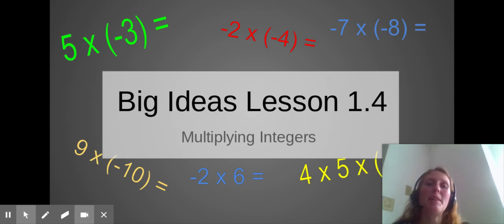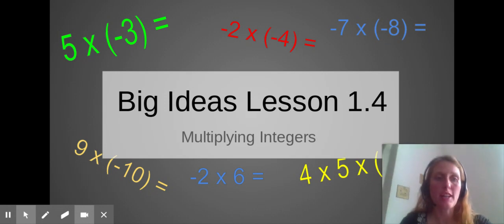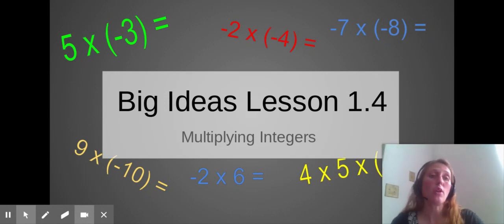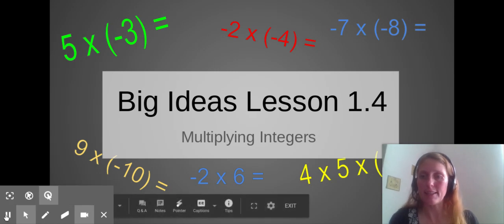Hello, today we are learning Big Ideas Lesson 1.4, which is simply multiplying integers. So remember, integers are those whole numbers and their opposites. So we're going to go ahead and start on that.